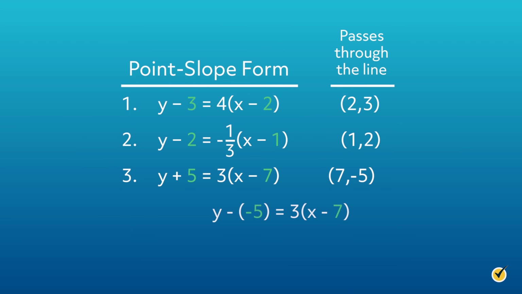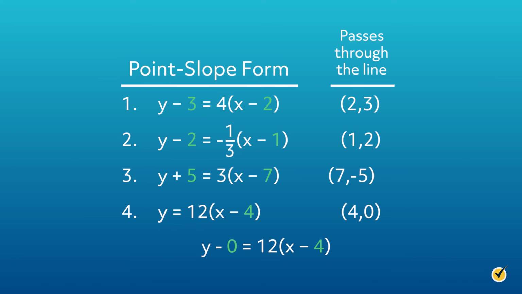Here's another example of a point-slope equation that deserves some attention. y equals 12 times x minus 4. This equation is unique because there is no y-coordinate being subtracted from the y variable. To identify the point, rewrite the equation as y minus 0 equals 12 times x minus 4. Now the point can be seen as the x-intercept, 4, 0. Now that the first point can be identified from point-slope form, use the slope to move from that point to another point on the line.